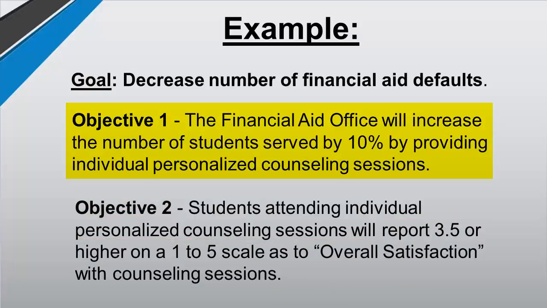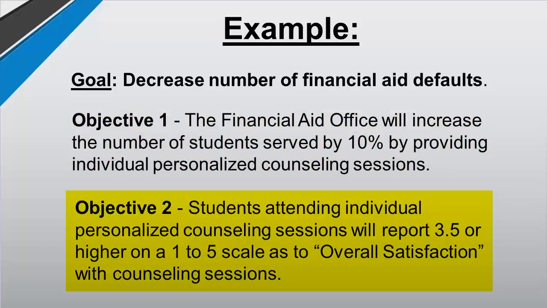Objective 1 states, the Financial Aid Office will increase the number of students served by 10% by providing individual personalized counseling sessions. Objective 2 states, students attending individual personalized counseling sessions will report 3.5 or higher on a 1 to 5 scale as to overall satisfaction with counseling sessions.